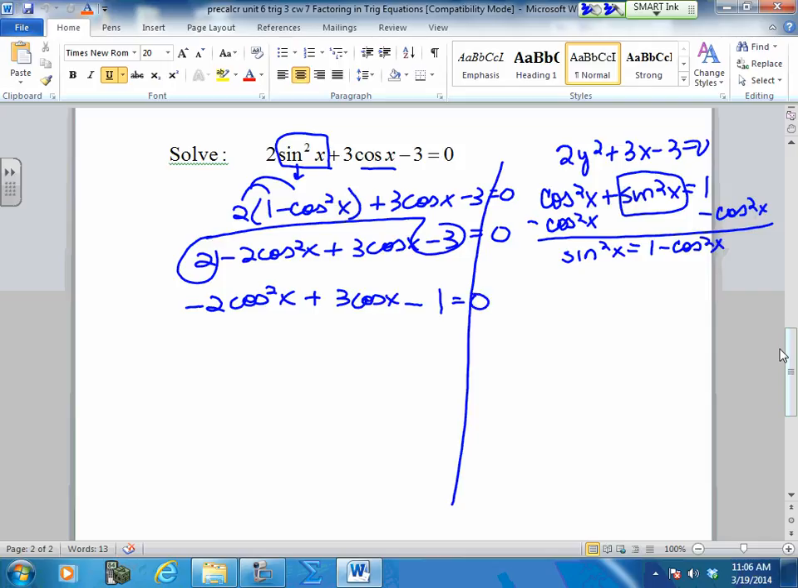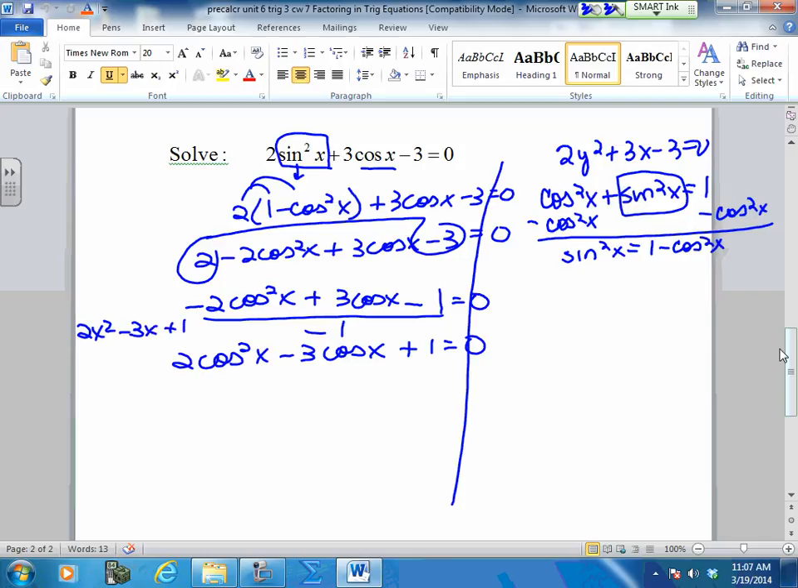Now, if you're going to factor, you want this first term to be positive. I have an equation. What can I do to make my first term positive? Multiply or divide by a negative 1. Switch all your signs. Okay? And this actually doesn't look so bad. 2x squared minus 3x plus 1. That's what we're looking at.